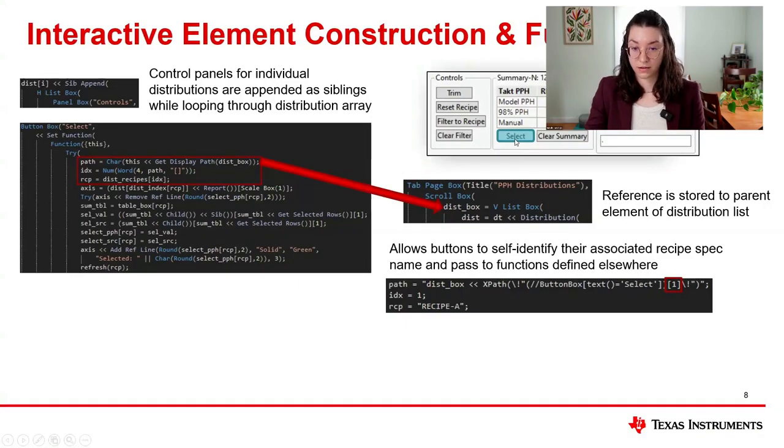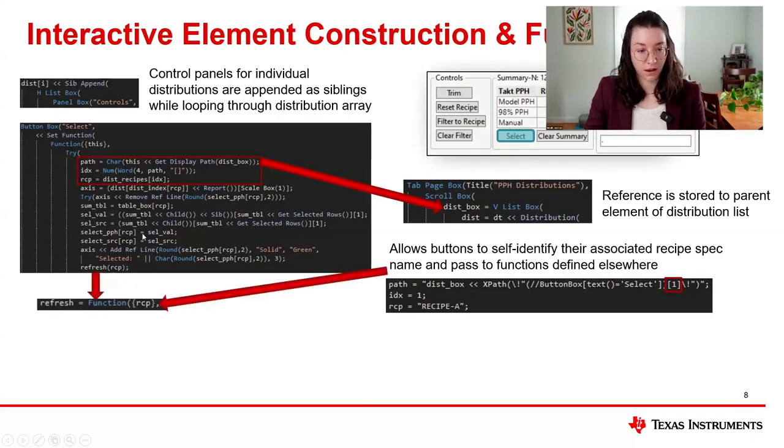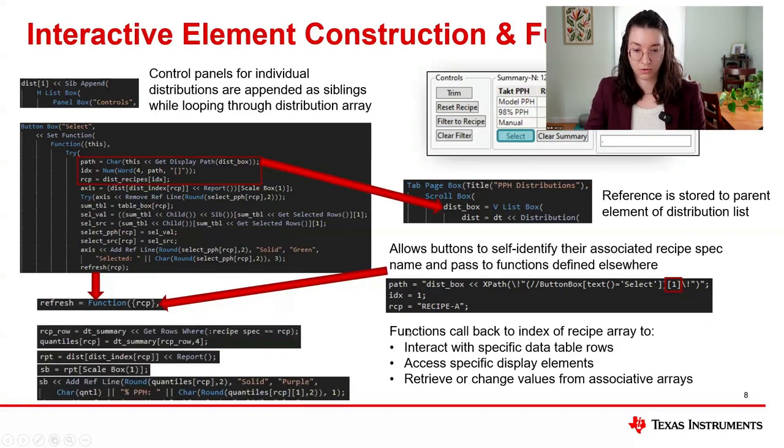So when you click the select button, it's checking where it is, and it's giving an index that maps and says, okay, I want to select this for recipe A. And then that recipe, whether it's the index or the name, can get passed to other functions within there. You can do things like interact with specific rows in your summary table by that recipe name. You can change your display elements. You can access data values. Anything you really need to do with that recipe name can be done in other functions once you've identified what the name is for when you clicked on it.